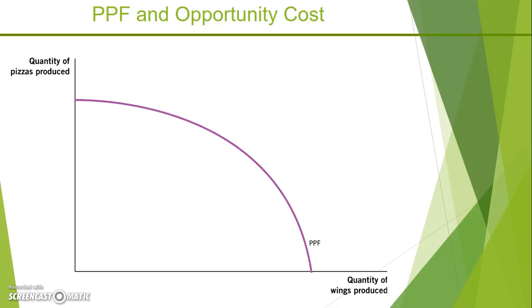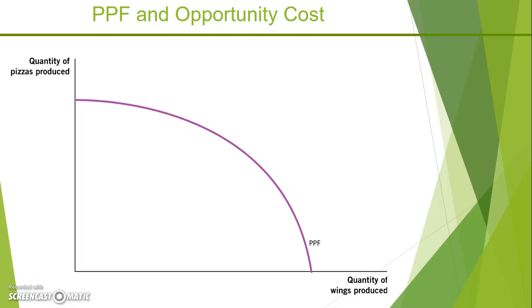So this is a production possibilities frontier, or a PPF. The PPF is a curve on a graph where one of the goods produced, in this case pizzas, is on a vertical axis, and the other good, in this case wings, is on the horizontal axis. The PPF tells us all the combinations of those two goods that can be produced in this society if the society is employing all of its resources.